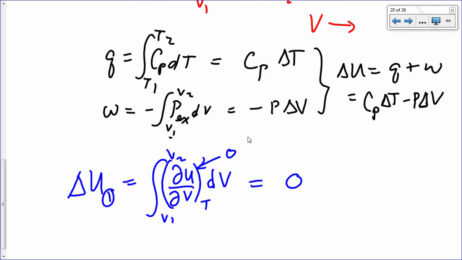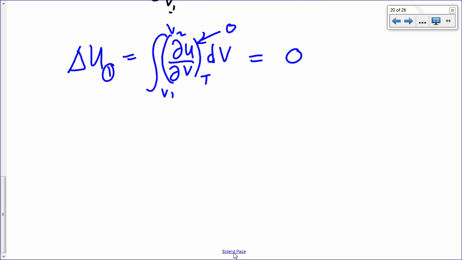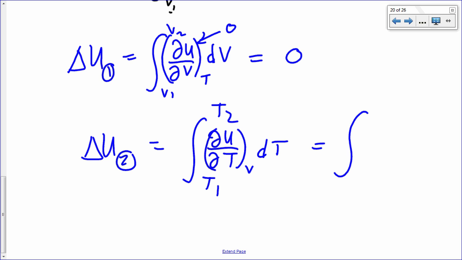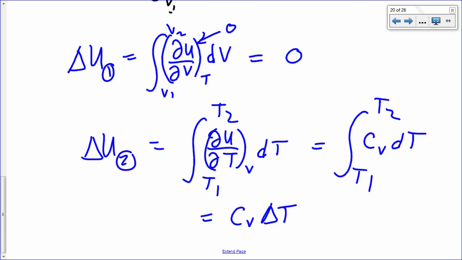For the isochoric heating, delta U for step 2, we're going to have the integral of the partial of U with respect to T at constant V dT from T1 to T2, and that's just the integral of Cv dT from T1 to T2. So that's just going to be Cv times delta T.